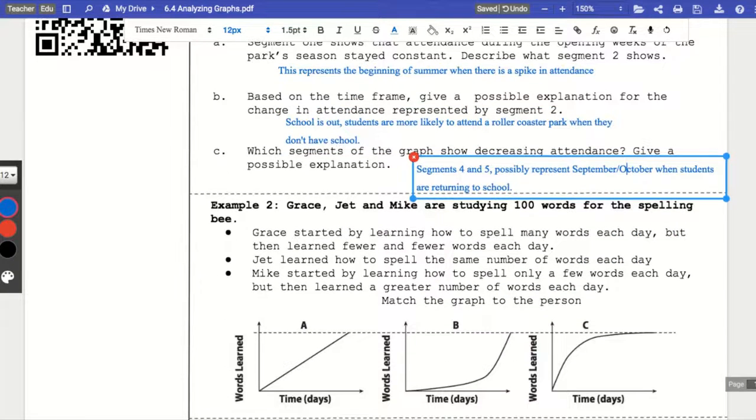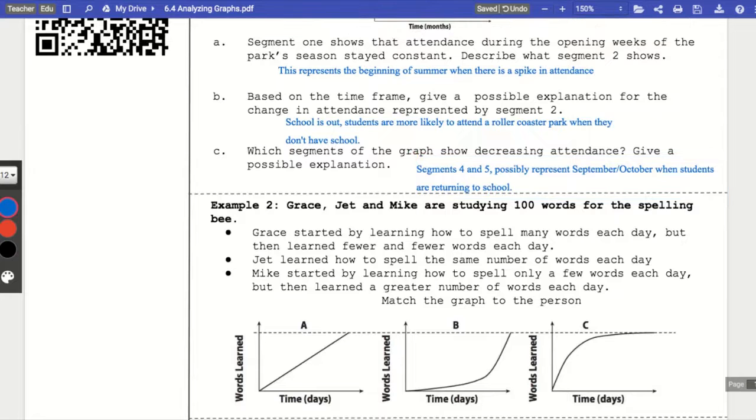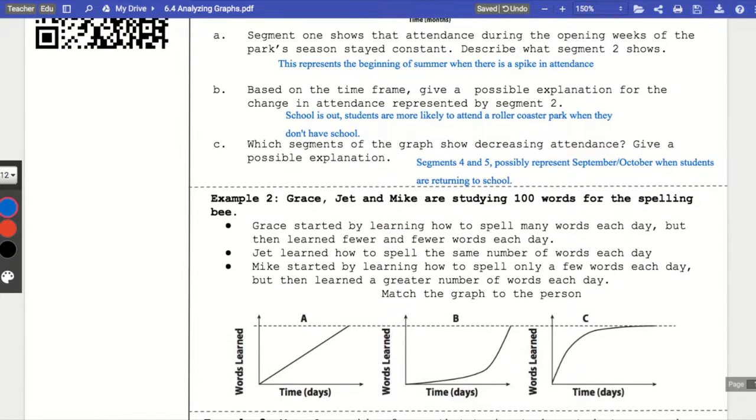So let's look at another example. In this one, Grace, Jet, and Mike are studying 100 words for the spelling bee. Grace started by learning how to spell a lot of words each day, but then learned fewer and fewer each day. So she started out by learning how to spell a lot of words, but then started to kind of taper off and learn fewer and fewer words.